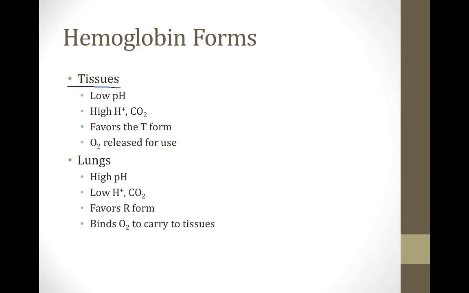In the tissues of the body, like in muscle, for example, you have a relatively low pH. This means you have a high concentration of hydrogen atoms. You also have a high concentration of CO2 in these tissues. And this is all going to favor the T form, because you want oxygen released for use because metabolism is occurring in the tissues.